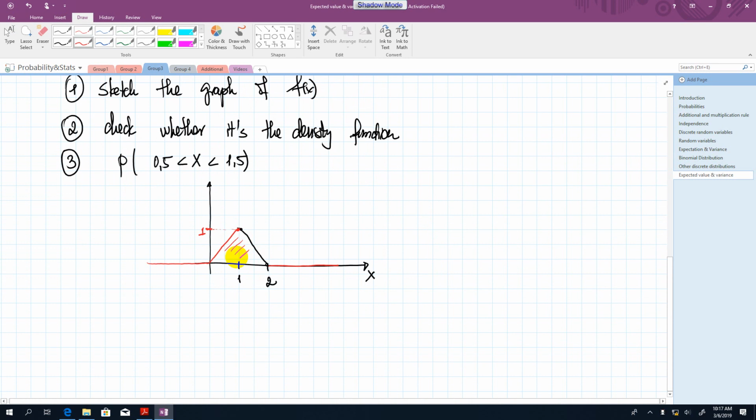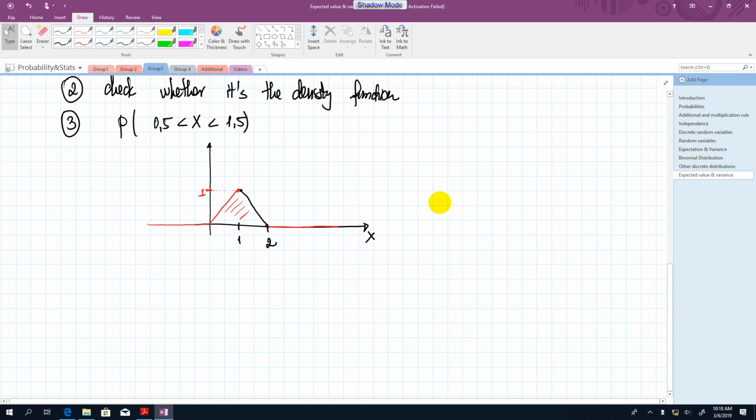Do you remember how we need to do? We need to multiply the base by the height and divide by 2, right? So what is the height? 1. What is the width? 2, right? Divided by 2 gives you 1, right? So the area is equal to 1, so this is the proper density function. So is it possible to check it in a different way? We can check it by integrating this, right? So we need to integrate.